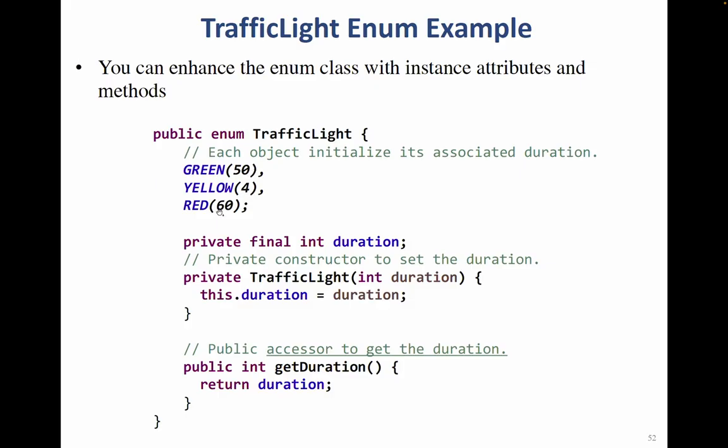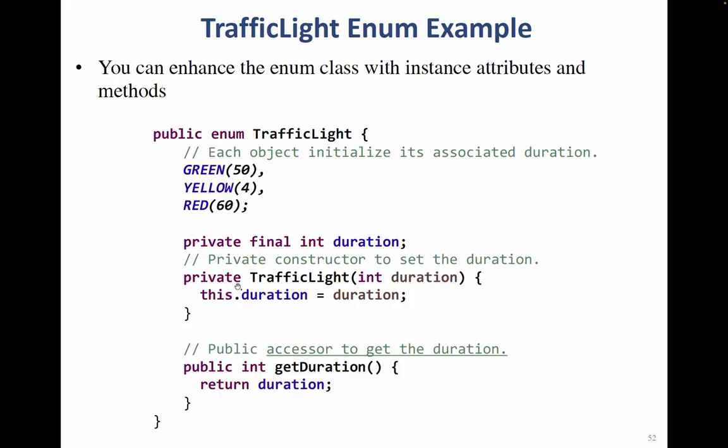Why is that? Well, because now, when I'm creating a traffic light object, when I'm trying to create an instance, we will use this duration. What we are doing here is creating that object by using this constructor, which basically sets its duration: for green 50, for yellow 4, and for red 60. We are still creating a constant object, but it has a duration, and we set the duration attribute to different values for each.